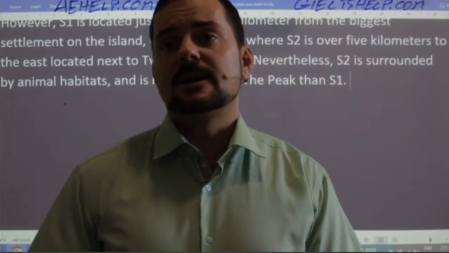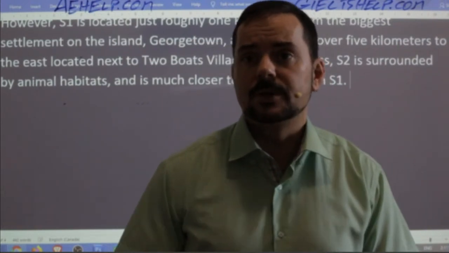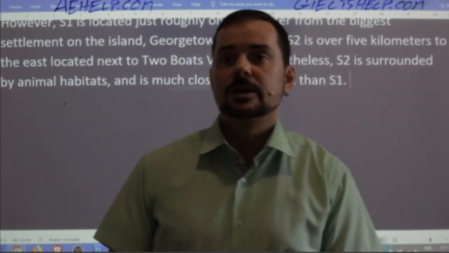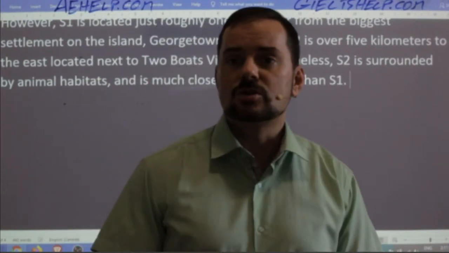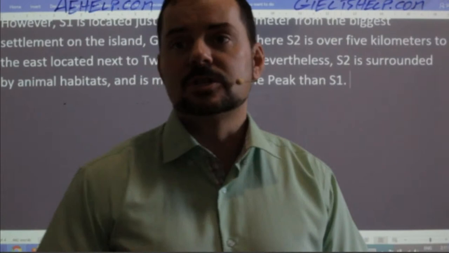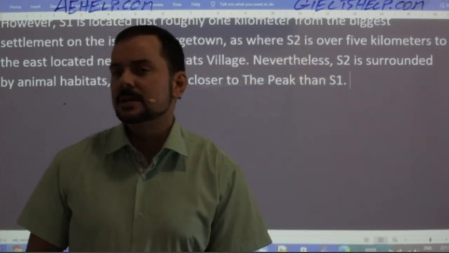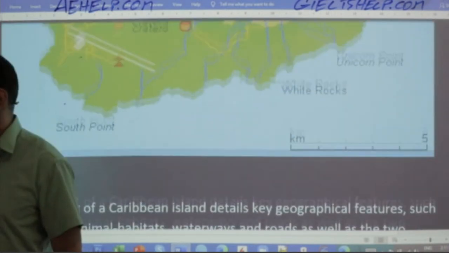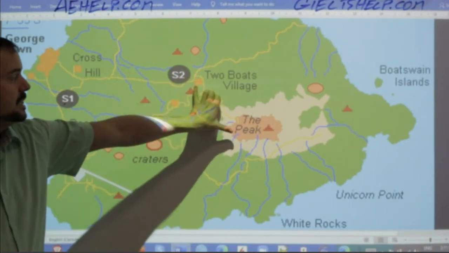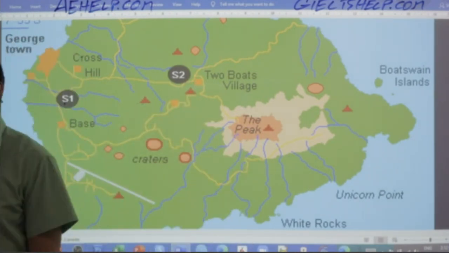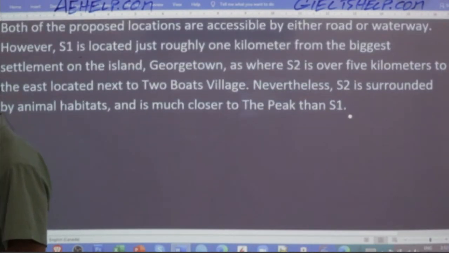Ferdoff says, analyzing deeper, it's obvious that both sites are accessible either by boats or vehicles. Okay, good. Janiel says, after a deeper inspection of the island, it's clear that S1 and S2 are both easily accessible by roads and waterways. Good. Abhishek says, at a deeper inspection, both plants have similar infrastructure, such as waterways and road access. Moreover, S1 is closer to Georgetown and Cross Hill, while S2 is nearby the village, as well as the peak. The peak is a little bit further, Abhishek. Careful not to make too many strong assumptions like that. The village is definitely close, but the peak is roughly 3 kilometers to the southeast. So careful not to over assume. It's better to write in detail. So nevertheless, S2 is surrounded by animal habitats and is much closer to the peak than S1.